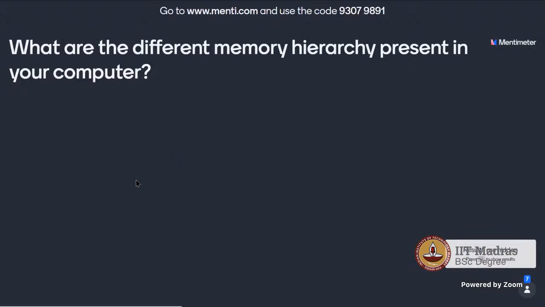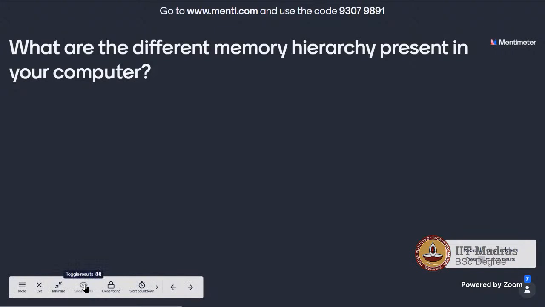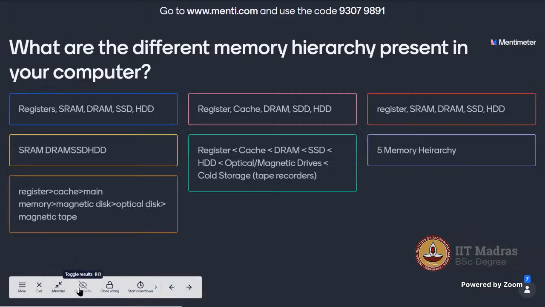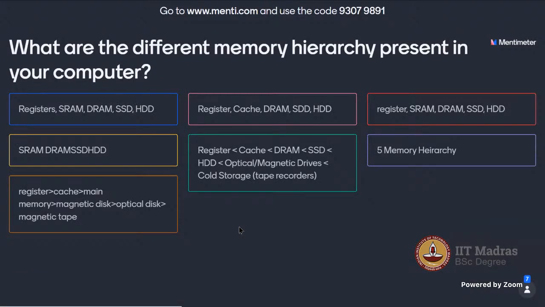Yeah, okay. So I think we can start discussing the question. Let me see what you have responded. Okay, so registers and then SRAM, DRAM, SSD, and then HDD. Okay. Register, cache, DRAM, SSD, HDD. Okay. Five memory hierarchy, what is that? I don't get it. Register, cache, DRAM, SSD, HDD option. Okay.